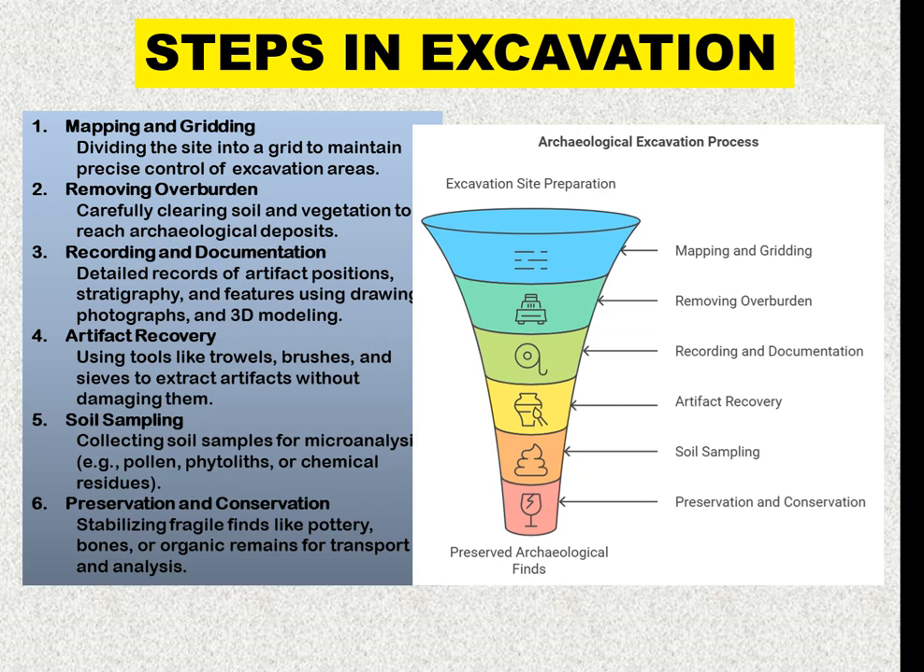3. Recording and documentation. Detailed records of artifact positions, stratigraphy, and features using drawings, photographs, and 3D modeling. 4. Artifact recovery. Using tools like trowels, brushes, and sieves to extract artifacts without damaging them. 5. Soil sampling. Collecting soil samples for microanalysis, e.g., pollen, phytoliths, or chemical residues. 6. Preservation and conservation. Stabilizing fragile finds like pottery, bones, or organic remains for transport and analysis.